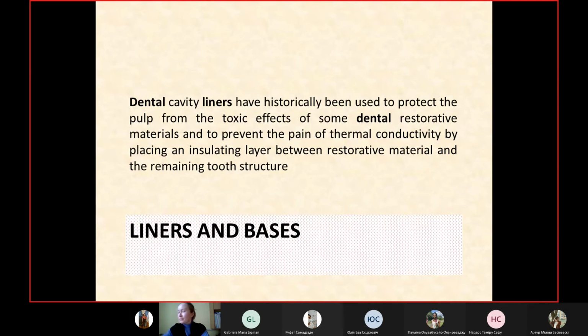When it comes to any restorative materials, we should remember about dental bases and liners, because without them, restoration to some extent is impossible. And the task of liners and bases is to prevent thermal stimulation to the pulp from restorative materials and provide some insulating property to the pulp tissue.